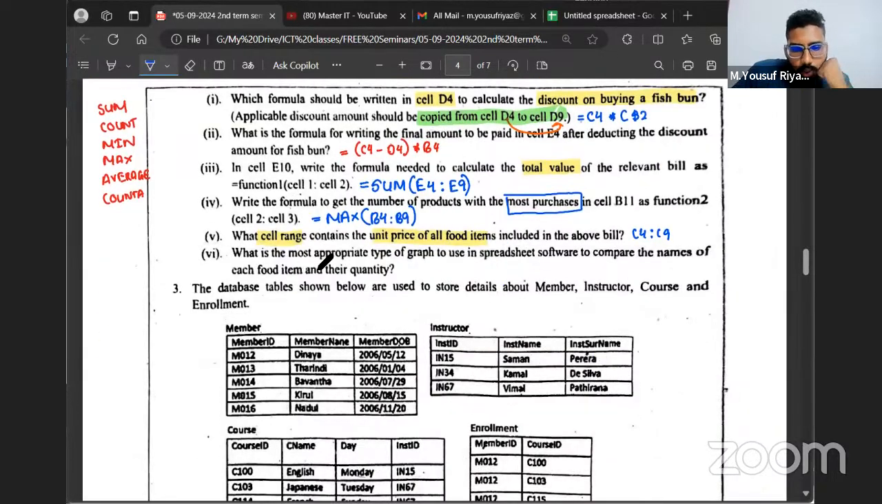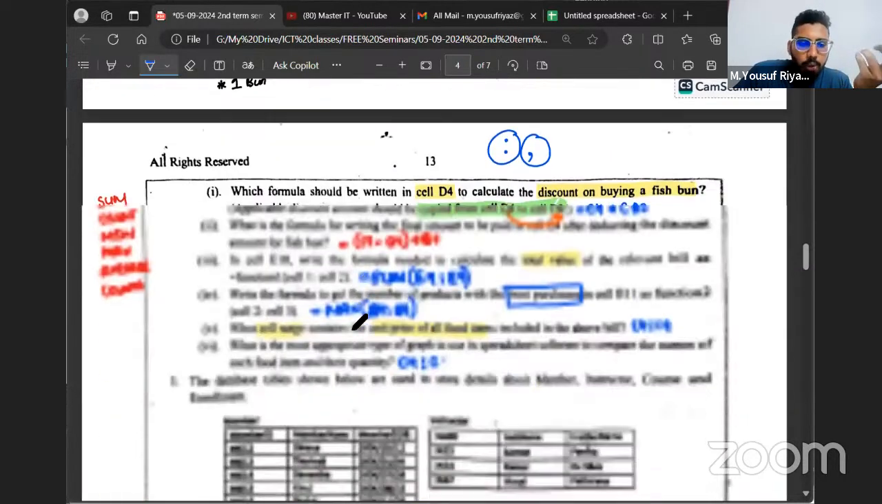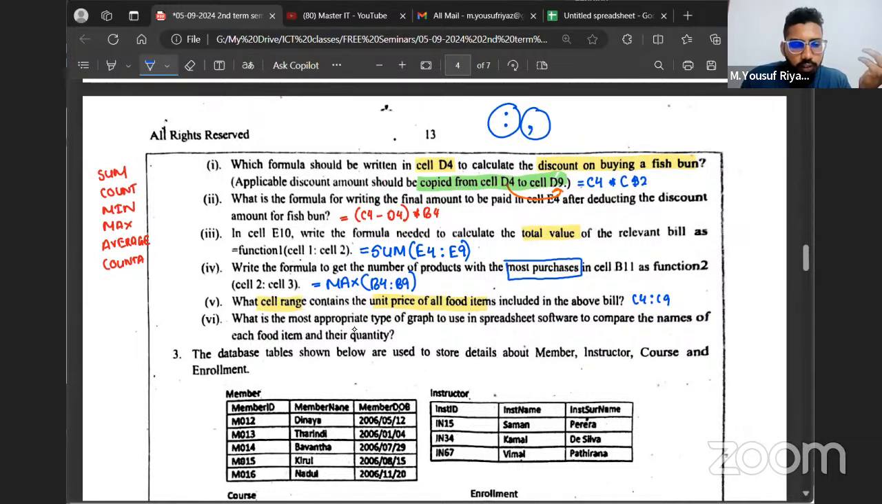Next. What is the most appropriate type of graph to use in the spreadsheet software to compare the names of each food item and their quantity? Okay. You can use any chart except pie chart for this. Because in pie chart, we're not going to compare. Pie chart can be used to represent the data. But when they use the word compare, avoid using pie chart, because in pie chart, it's not easy to compare data.